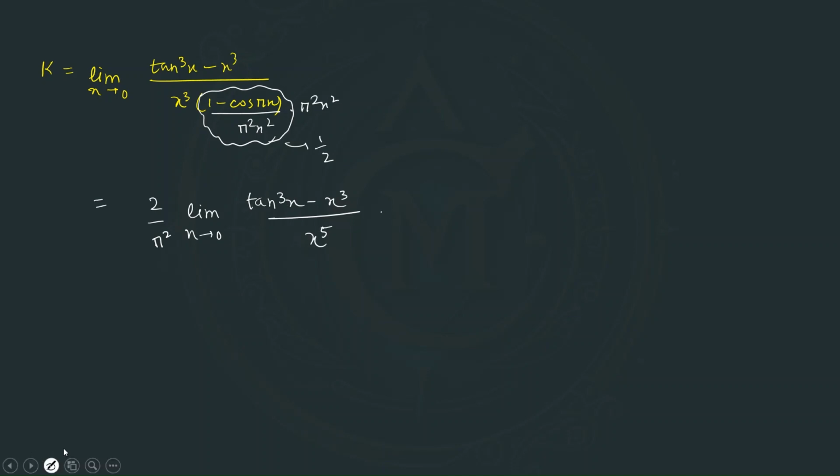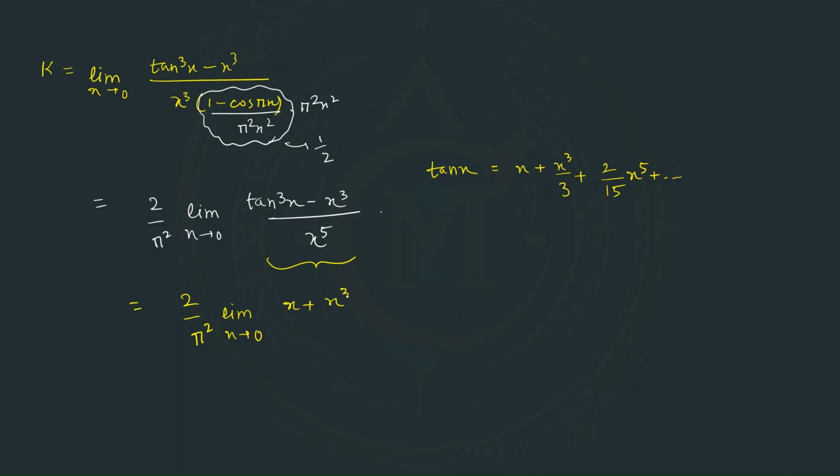Now how to solve this limit? We simply have to use the infinite series expansion of tan x. That means we can write tan x as x plus x cube by 3 plus 2 by 15 x to the power 5 plus so on up to infinity. So this will become 2 by pi square outside, and then the limit as x tends to 0 of x plus x cube by 3 plus 2 by 15 x to the power 5 and so on, whole cube minus x cube, divided by x to the power 5.